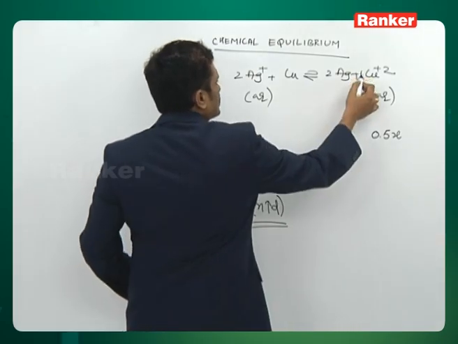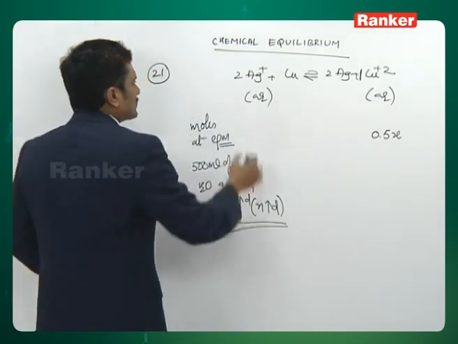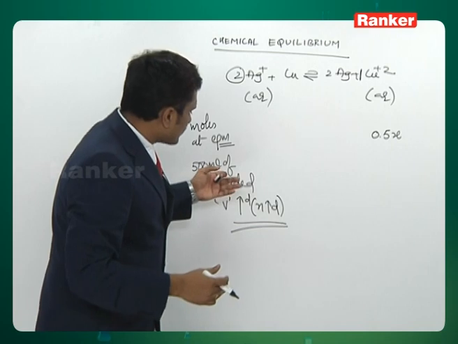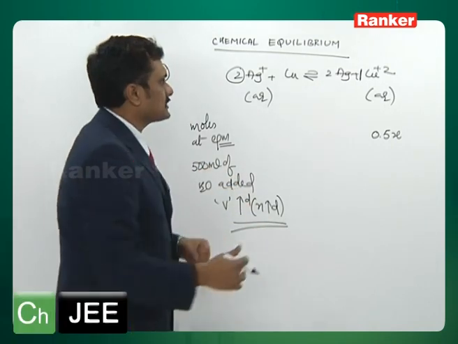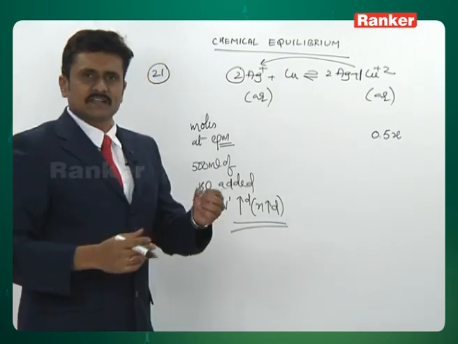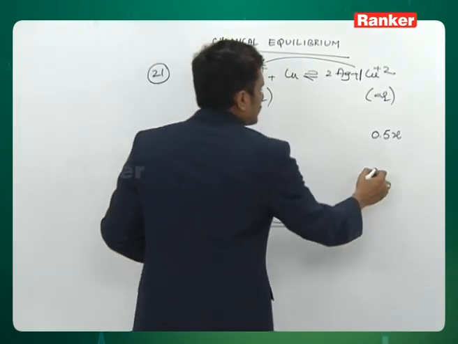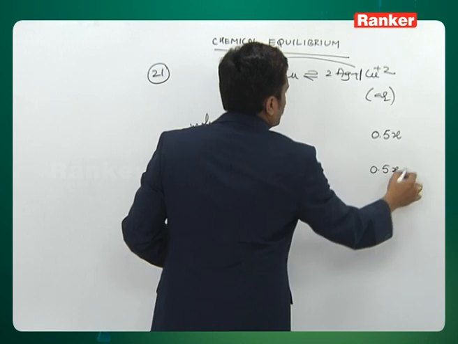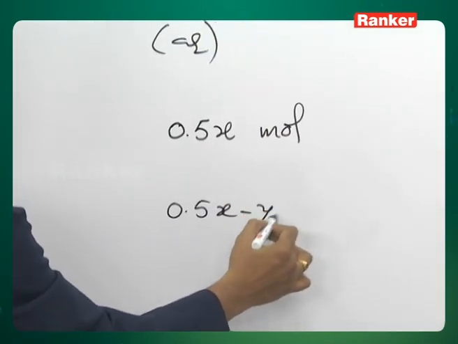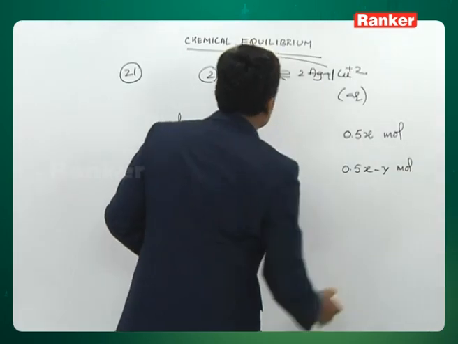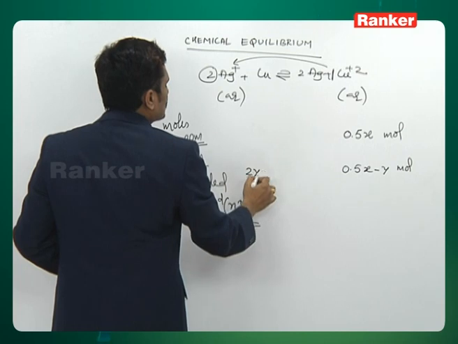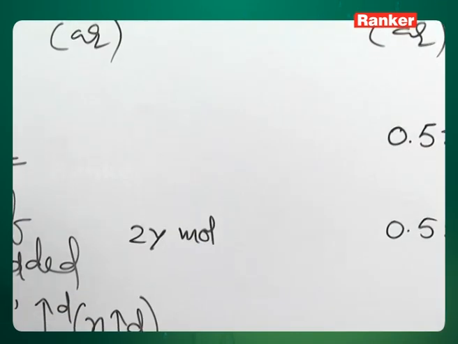Here you can see the product has only 1 mole of the active component, whereas the reactant has 2 moles of the active component. When I have increased the volume, as per Le Chatelier's principle, this equilibrium is supposed to move in the backward direction. When it is moving in the backward direction, for every 0.5 x mole, suppose some y mole have undergone dissociation. For every 1 mole, I will be getting 2 moles of this. So, 2y mole of Ag+ will be obtained.